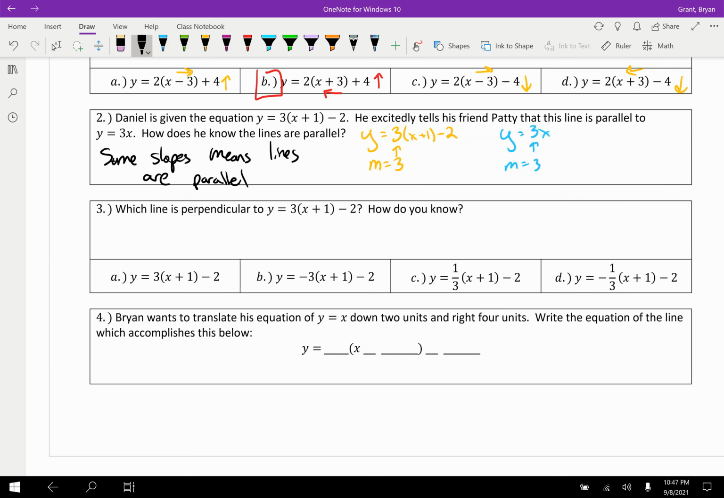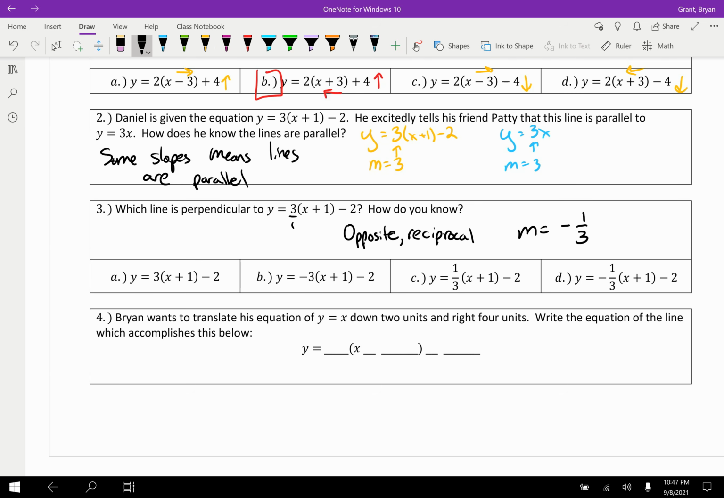Let's try another. Which line is perpendicular to Daniel's line? How do you know? Well, the giveaway for perpendiculars, we're still looking at the slope. The slope is 3 over 1. But perpendicular lines have opposite. We should probably fill this in. So opposite means change the sign. The opposite of 3 over 1 is negative 3 over 1. But we're not done there yet. It's opposite reciprocal slopes. And at this point, we should know the reciprocal of the fraction is the flipped over version.